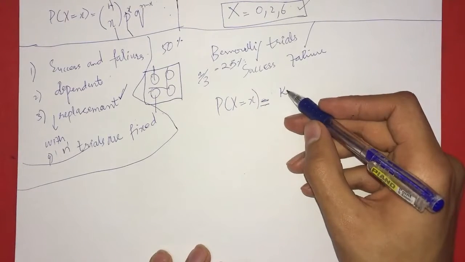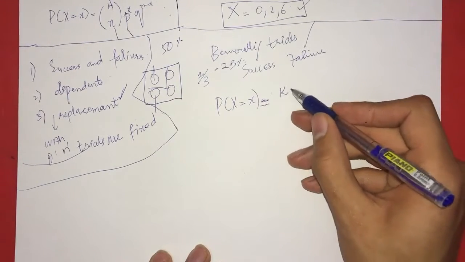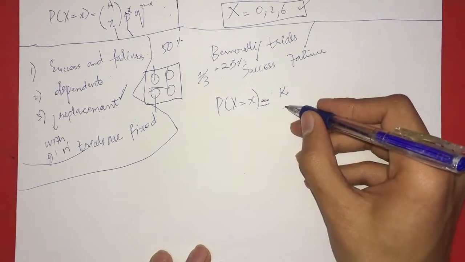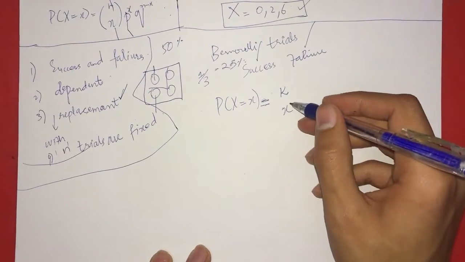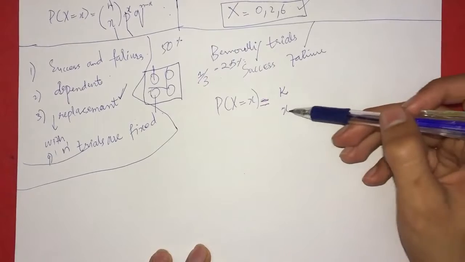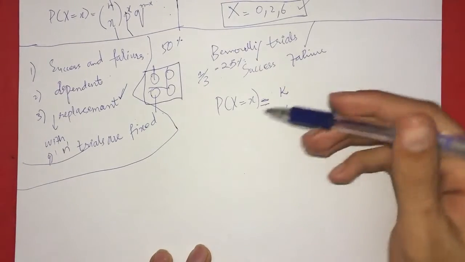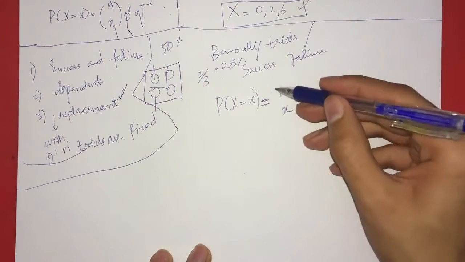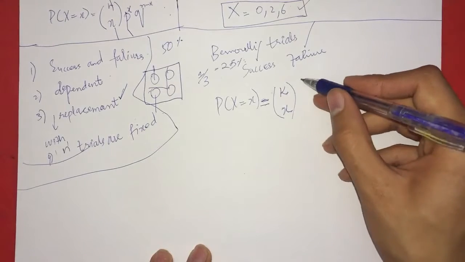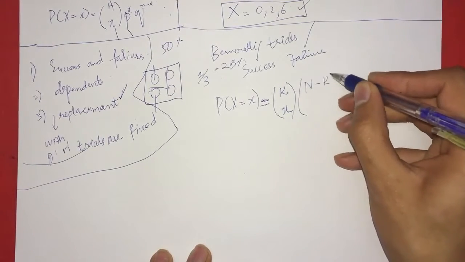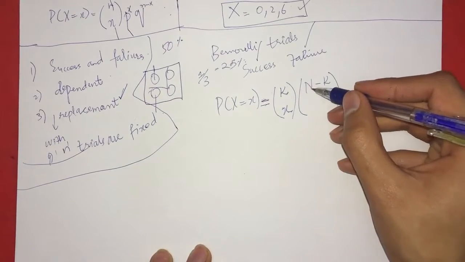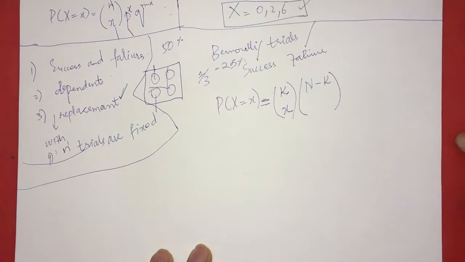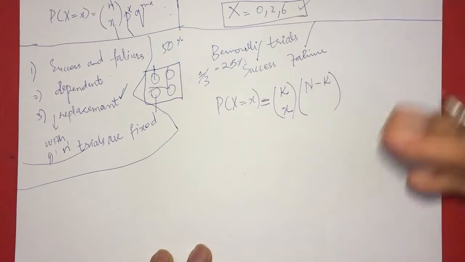So you have P of x equals k choose x. So k is your number of total successes in an experiment, and x is your interested number of successes. This is going to be given in the question, which means that this is the number of successes you're interested in, and k is your total number of successes. So when k choose x, you have n minus k, which is the number of failures, because n is the total number of items and k is the total number of successes. So when you subtract it from the total number of items, you're going to get the total number of failures.